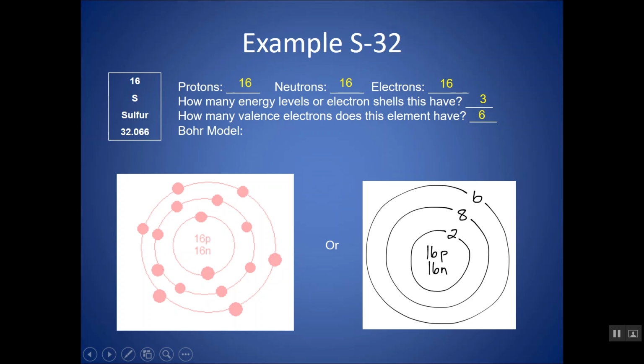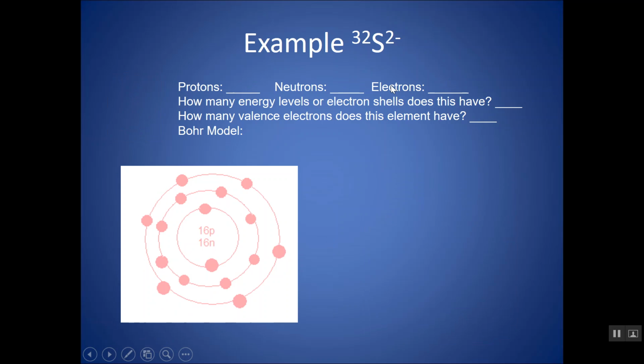Just remember that ions might gain or lose electrons, so the number of electrons is no longer equal to the number of protons. So if I wanted to do S2 minus, let's say, and this is just the sulfur from before, carried over. S2 minus has the same number of protons, it's still sulfur, so it's still 16. Same number of neutrons, it still has the same mass number, 32 minus 16 is 16, but the 2 minus charge tells me it's gained 2 electrons. It has 2 more electrons than protons, and that's what gives it this 2 minus charge, because electrons are negative.